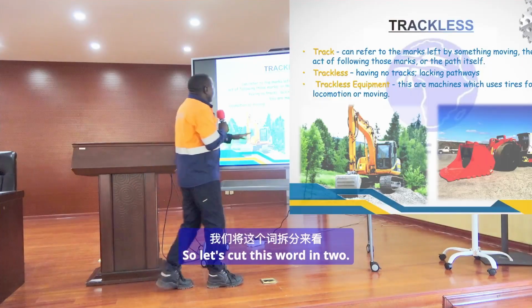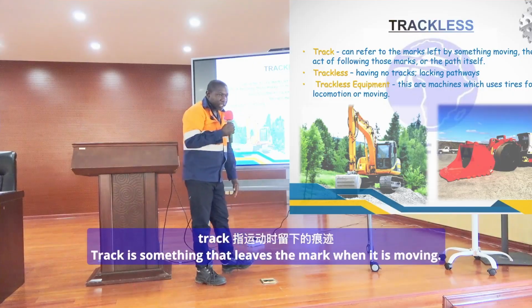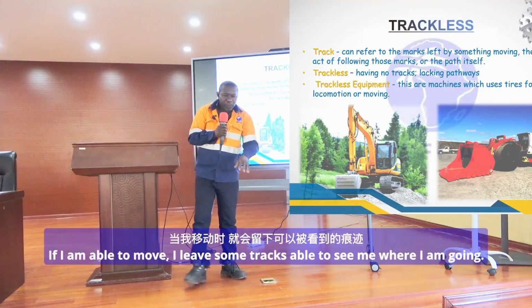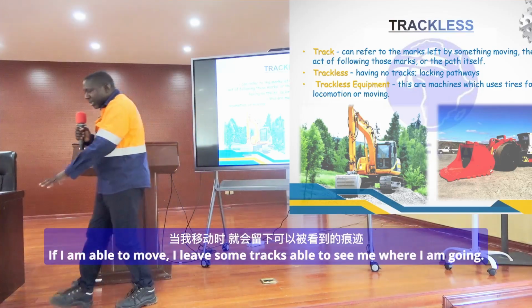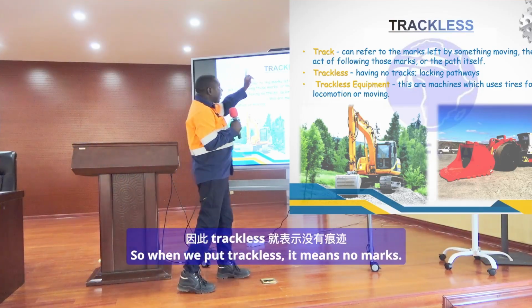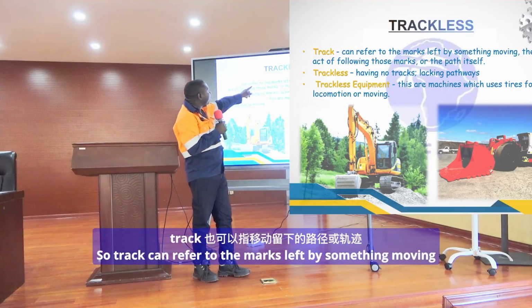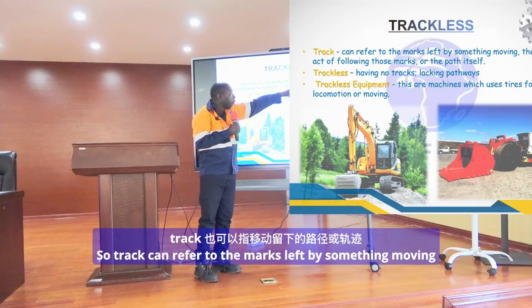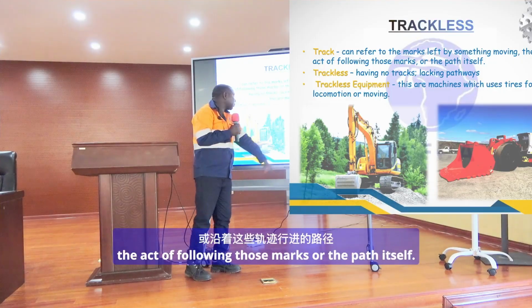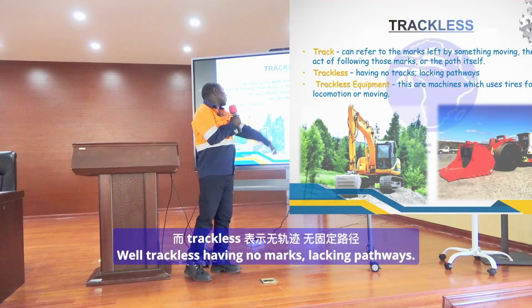So let's cut this word in two. If I do like this, this will be just the track. Track is something that leaves the mark when it is moving. It will leave a mark. If I move, I leave some tracks, and you are able to see where I'm going. So when we put trackless, it means no marks. So track can refer to the marks left by something moving, the act of following those marks, or the path itself. Well, trackless, having no marks, lacking pathways.